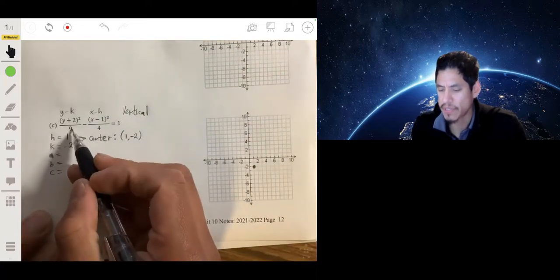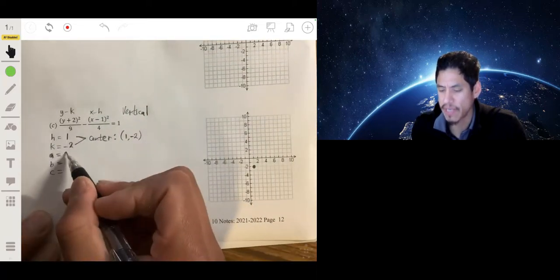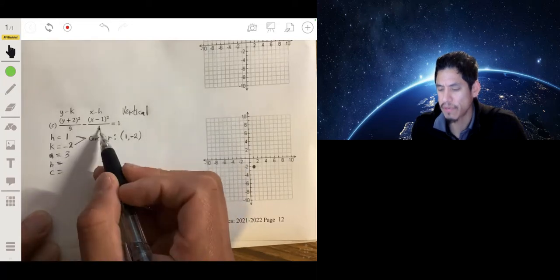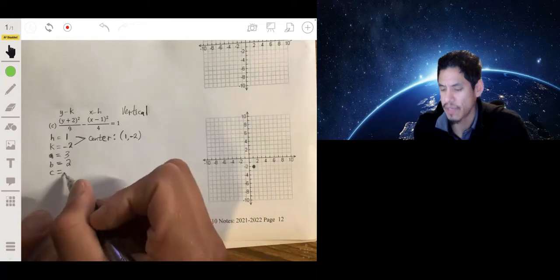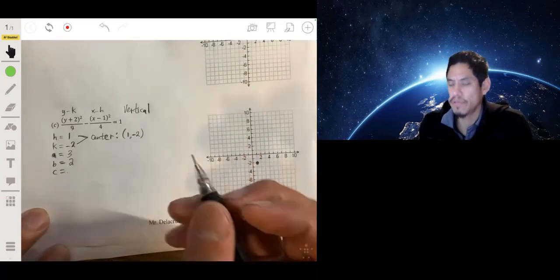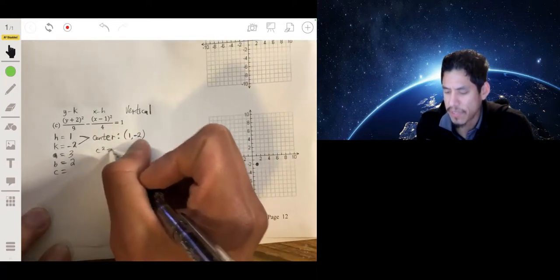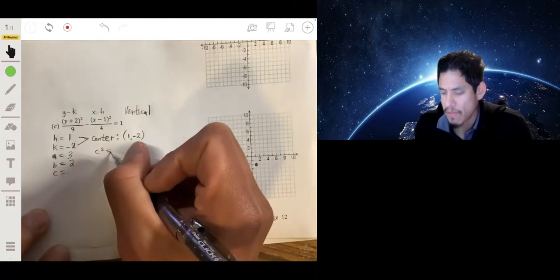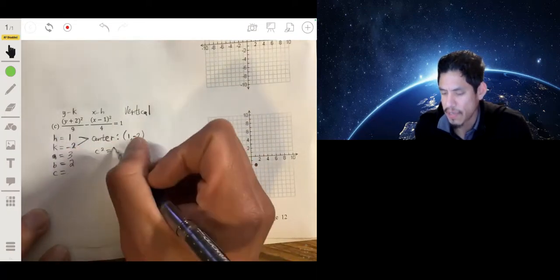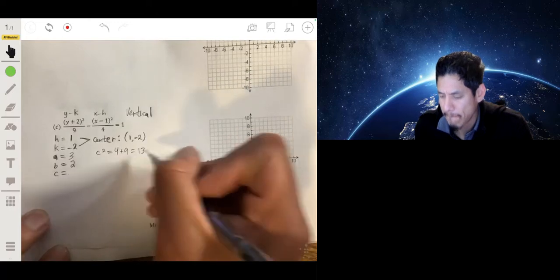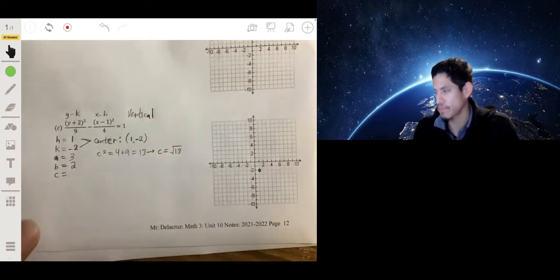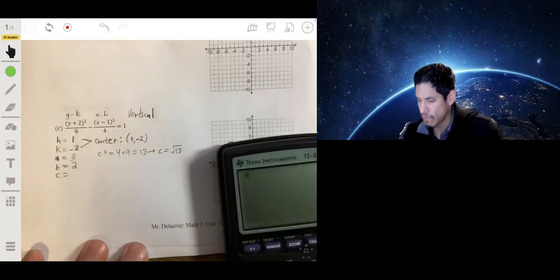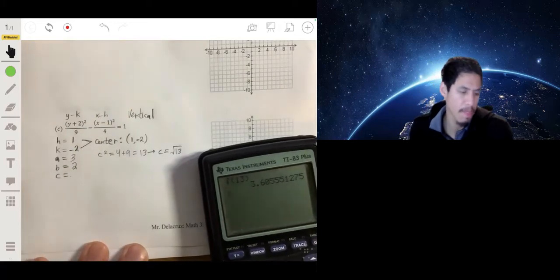And then a will be the square root of 9, because 9 is a squared, so a is 3. b will be the square root of 4, because 4 is b squared, so b will be 2. And then find c. We're going to use the equation c squared equals b squared plus a squared. So c squared equals 4 plus 9, and c will be the square root of 13, and that'll be about 3.61.